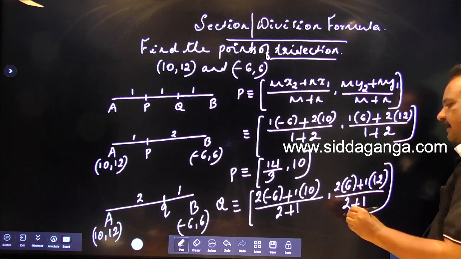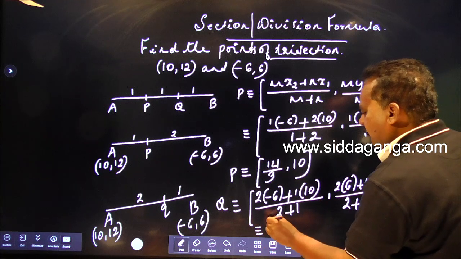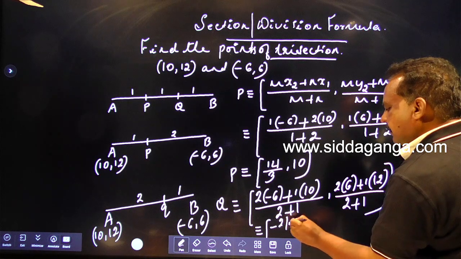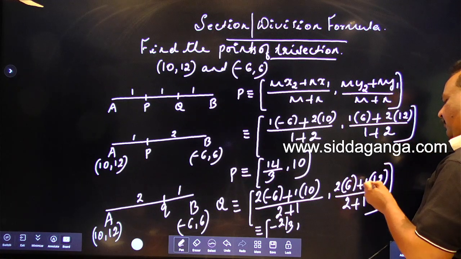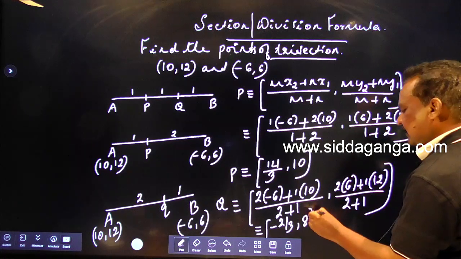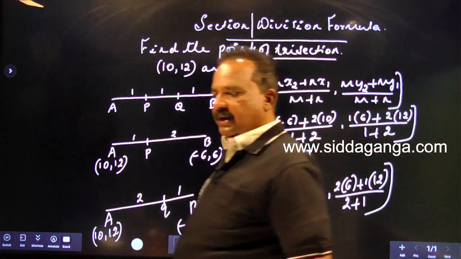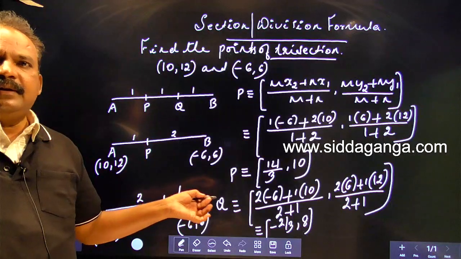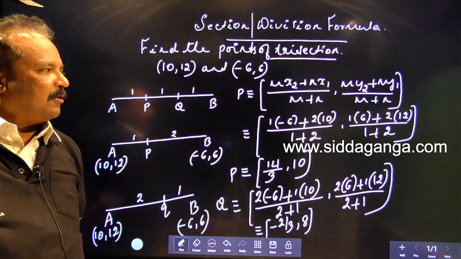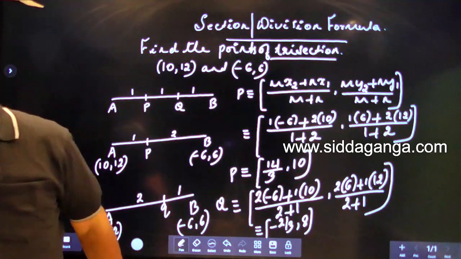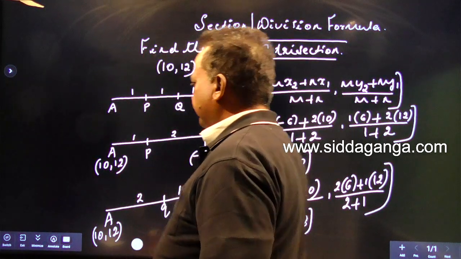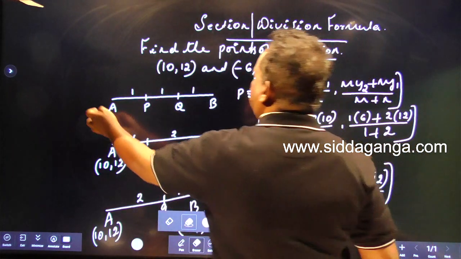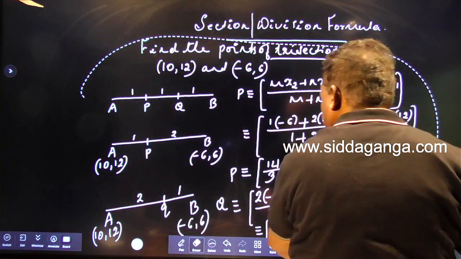The ratio is different. The formula remains the same, the coordinates remain the same. Minus 12 plus 10, minus 2 by 3. And then 12 plus 12, 24 by 3, 8. So this is the point Q. So P and Q are the points of trisection. I hope you have got these points clearly. And next let us come to some problems on centroid and midpoint formula. So here you have to find the ratio also.